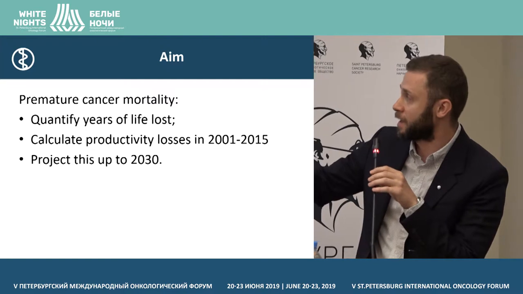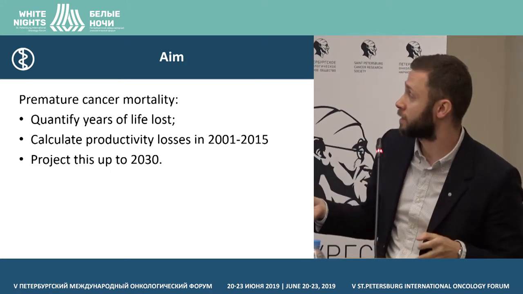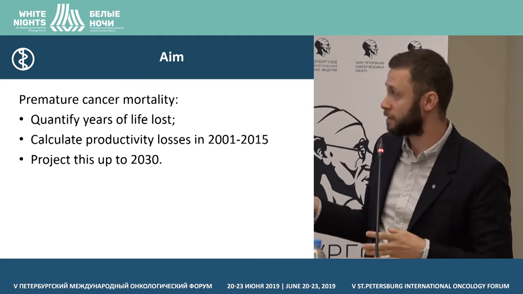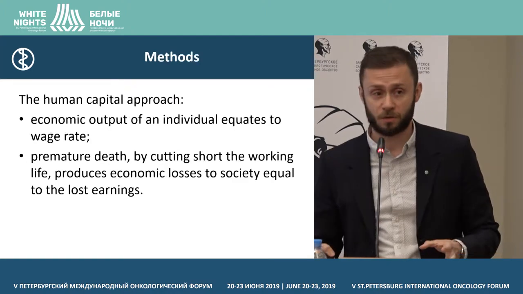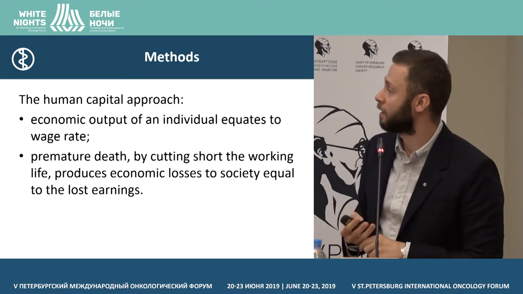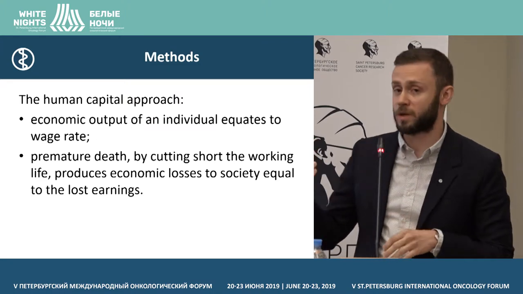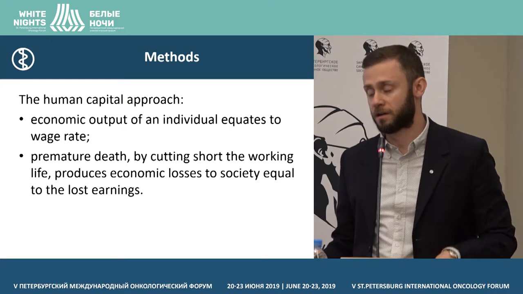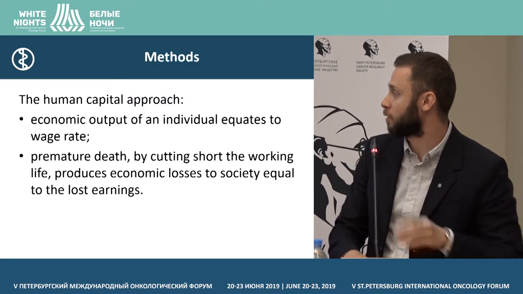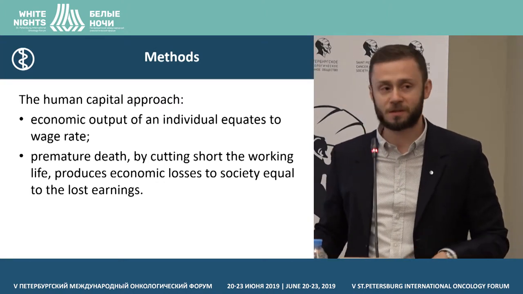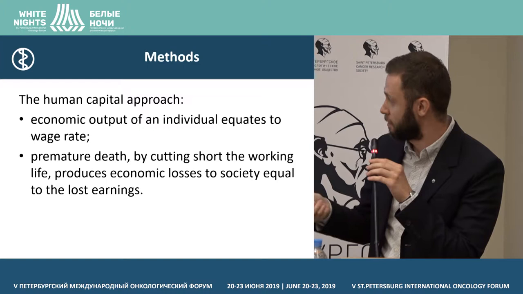So the aim of this study was first to assess mortality trends, then quantify years of life lost, and then calculate productivity losses and try to project this up to 2030. So this was the idea of the study, and we used the human capital approach, which is quite a simple approach where you see the economic output of an individual as their wage rate. So if somebody dies due to cancer, for example, all the money which was lost to the economy is actually the same as the wage rate that person probably could earn.